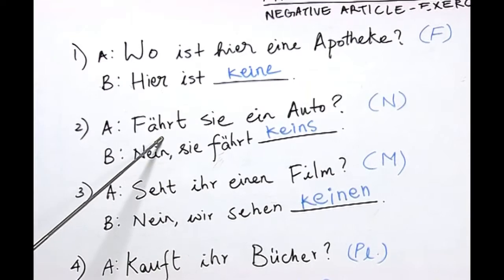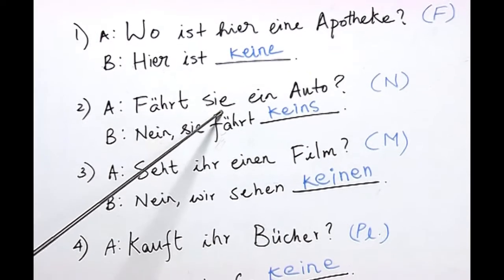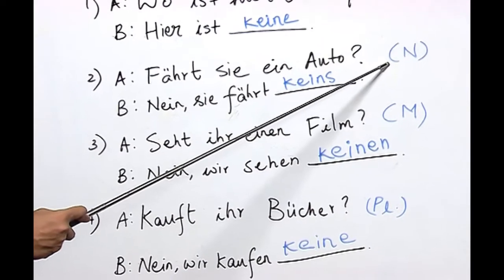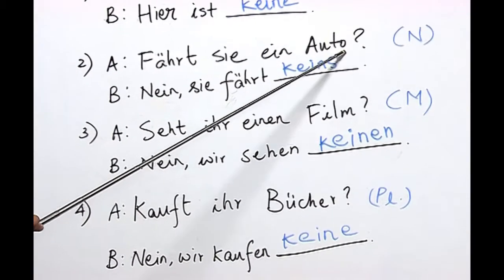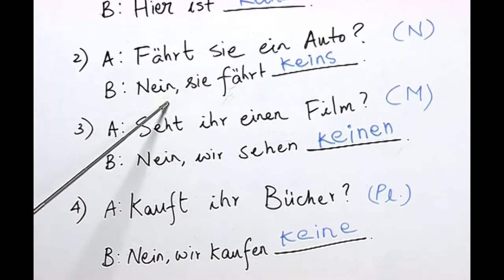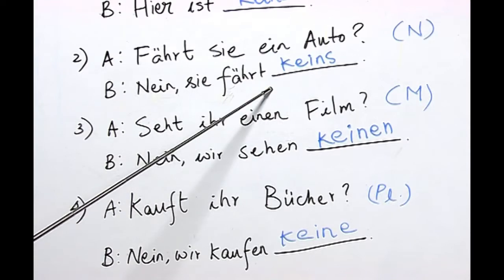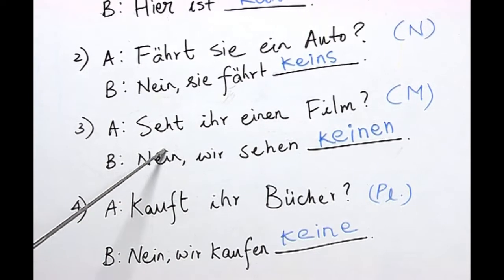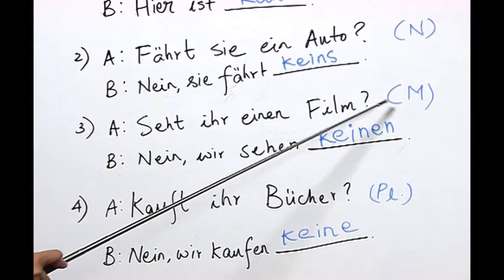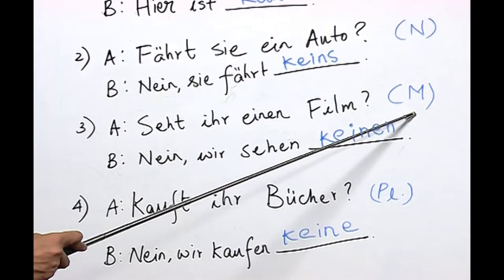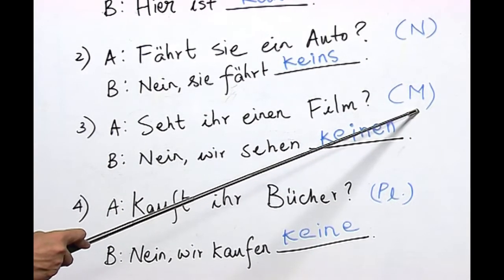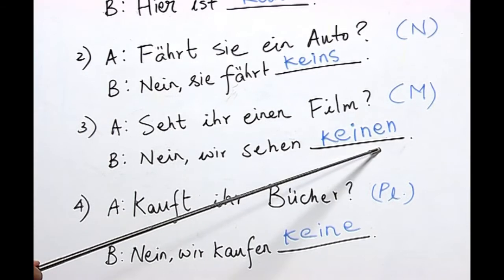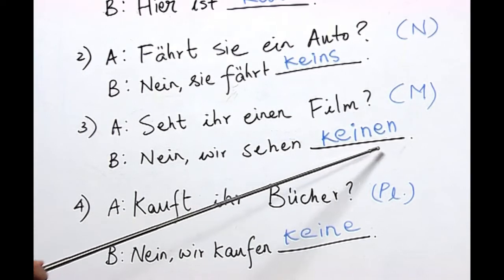Now, let us look at question number 2. Fährt sie ein Auto? Here also the student wrote the correct article marker, which is N, because it is das Auto, and our other student wrote the correct pronoun for this sentence, which is keins. Seht ihr einen Film? Here also the student wrote the correct article marker, which is masculine, and our other student wrote the correct pronoun for this sentence, which is keinen.